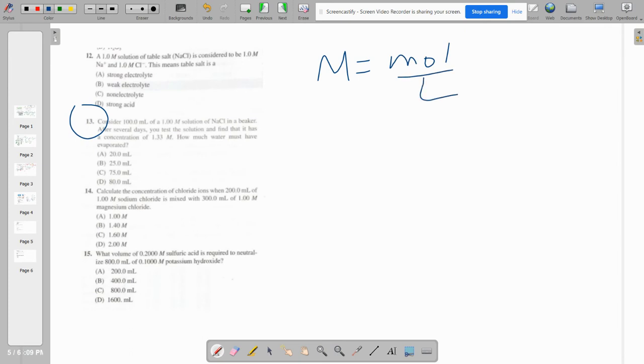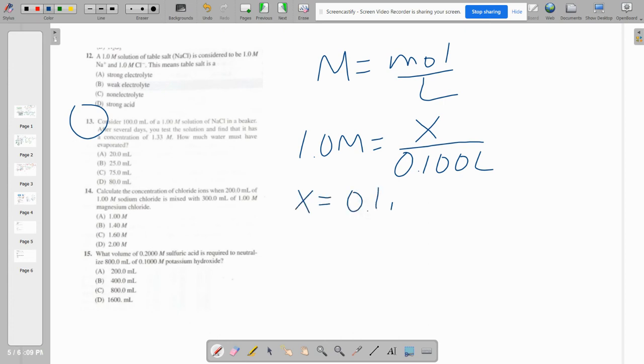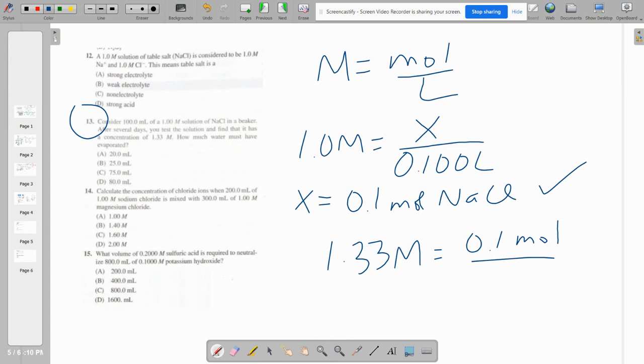When you first started, you had 0.1 liters, 100 mL, and it was 1 molar. So if you calculate the moles, you had 0.1 moles of sodium chloride. And when some of the water evaporated, you still have those 0.1 moles of NaCl. Now some of the water left, so you have a new molarity, but your moles is still the same. So what must that volume have gone down to?